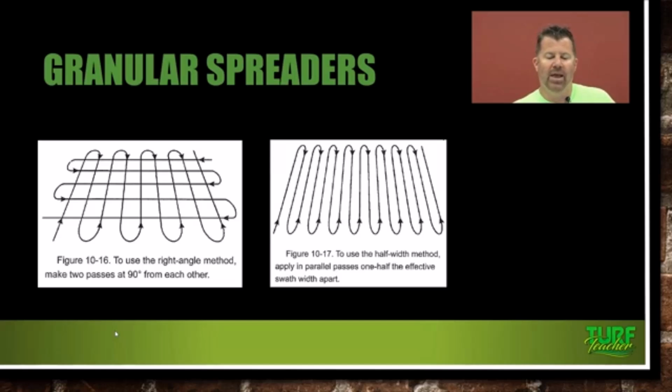Or to use the half width method, applying parallel passes 1/2 the effective swath width apart. So we had a 12-foot swath width. We're going down to 6 foot if we're doing the way they're doing it here in 10-7.